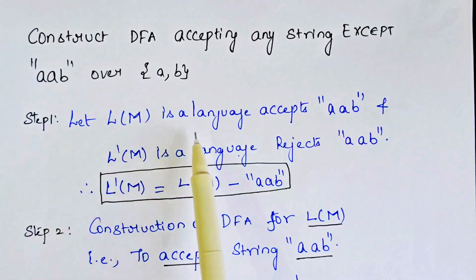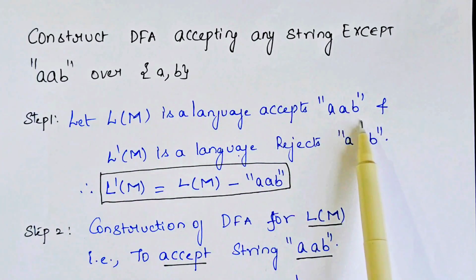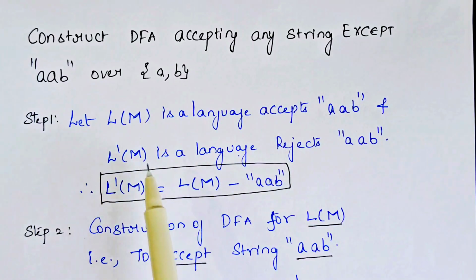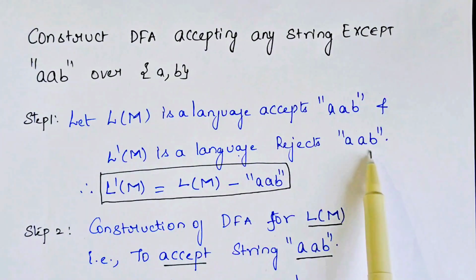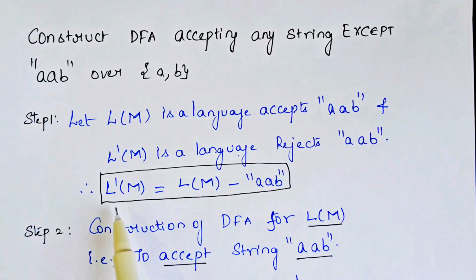Let us assume a language L of M is accepting AAB. Then the language L complement of M is rejecting AAB, such that the relation is given as L complement of M is equal to L of M minus AAB. It means L complement of M is rejecting the string AAB from the language which is accepting the string AAB.